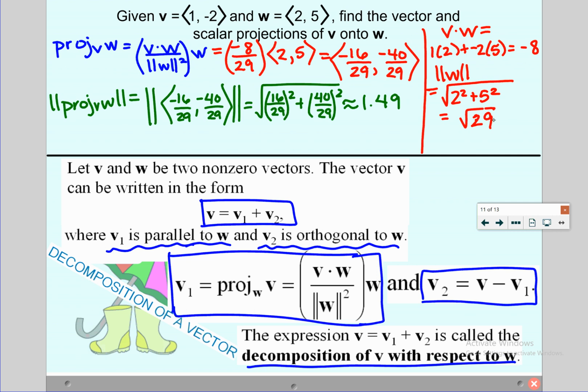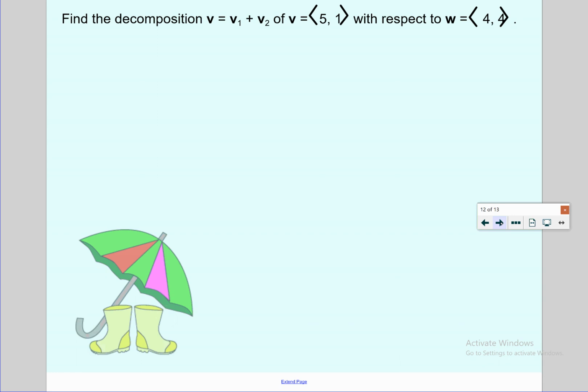Or we need another minute? Okay. All right. Last problem of the day. Find the decomposition of vector v. So you're finding v1 and v2, where vector v is 5, 1, and we're going to decompose with respect to w, which is the vector 4, 4.